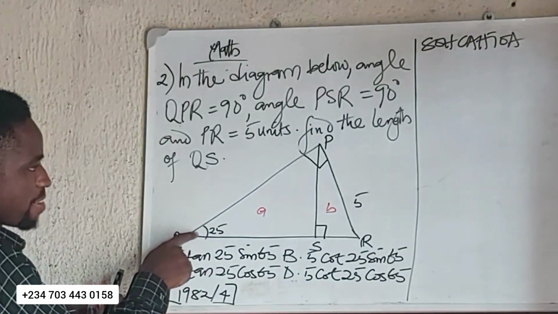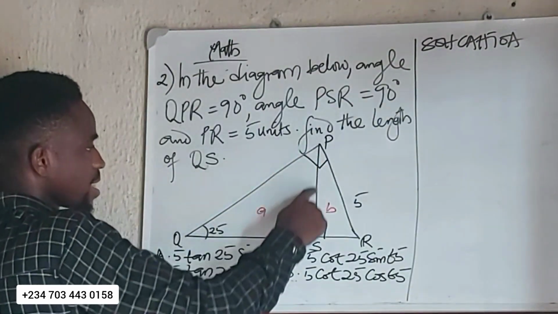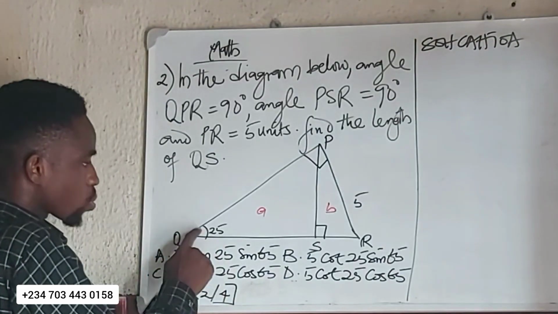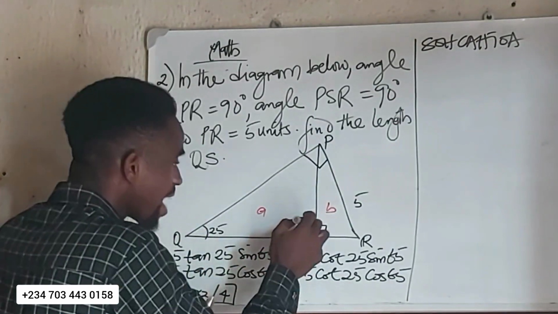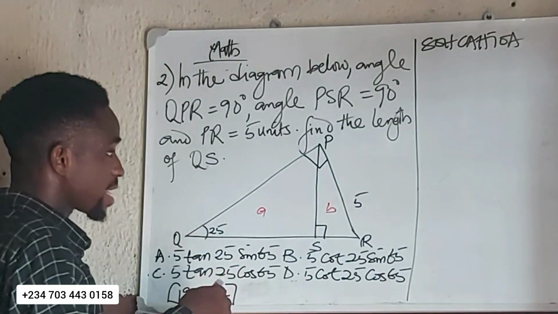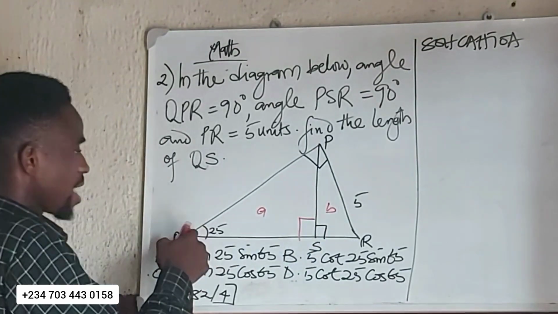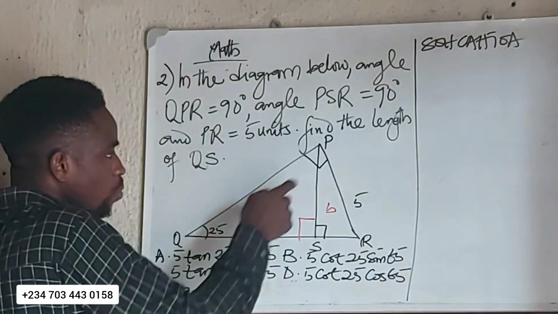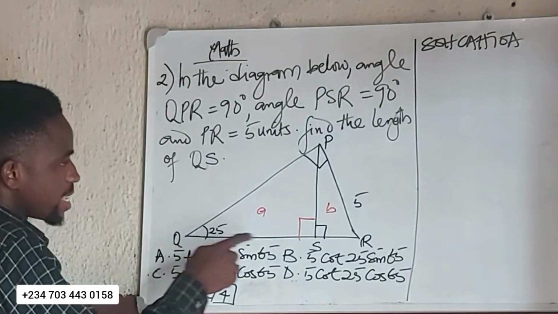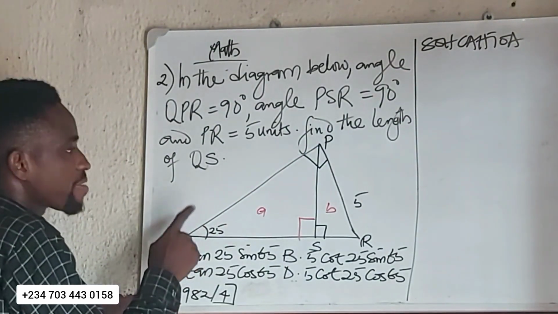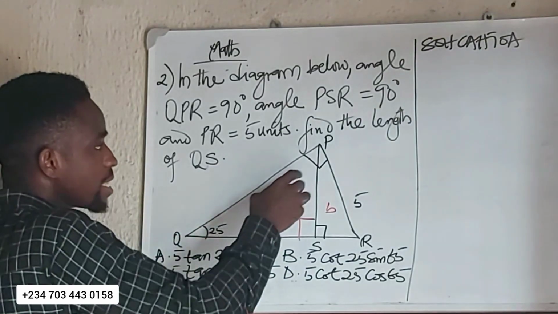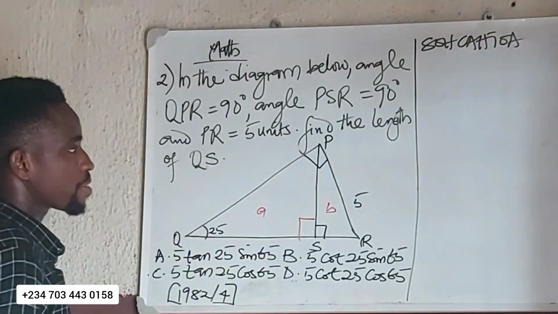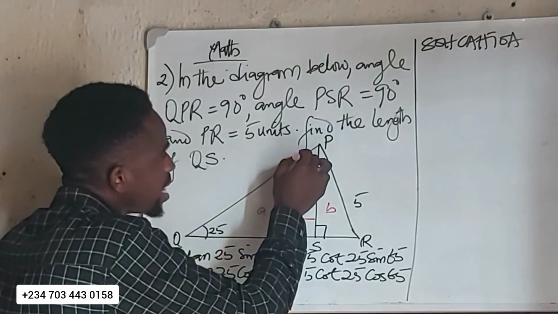Here is 25, and then this is another right angle triangle. If here is 25 and here is 90, and there is another 90 here, then what will be left here is 180 minus the 90 plus 25, which will give us the value of the angle here.